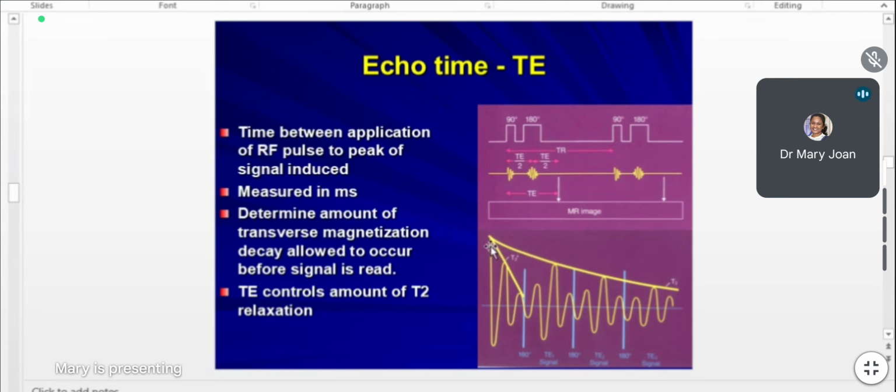So here you can see the amount of transverse magnetization decay allowed to occur before the signal is read. So here is one T2. This is T2 star, from one signal, like from the 90 degree and 180 degree. So up to the 180 degree, the T2 star takes place. And if you look at the whole signal process, that is the T2. And this is the T2 star.